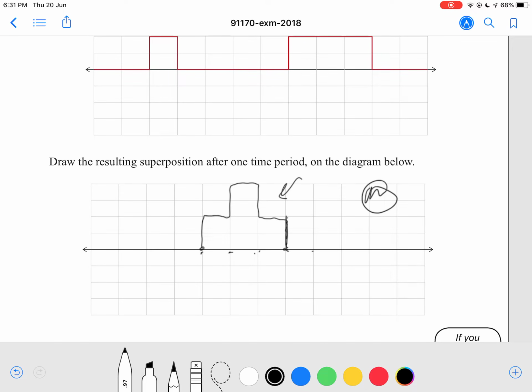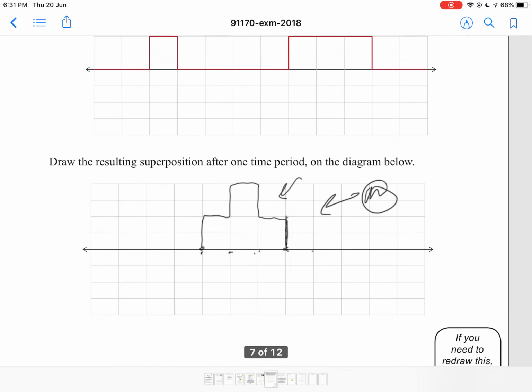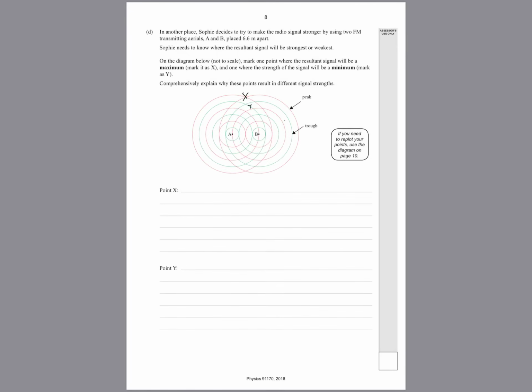Okay, to get an achieved grade, you're either off by 1 square. So for example, if you drew your pulse here, you will get an achieved grade. Okay, but to get the merit grade, you can't make any mistakes. Okay, so this is your merit diagram here. All right, final question.